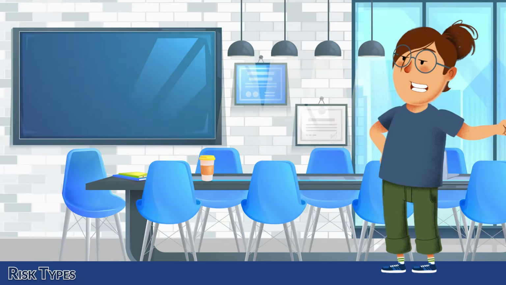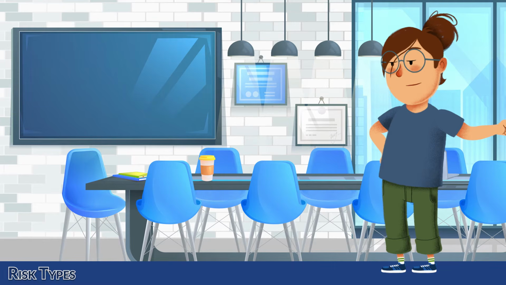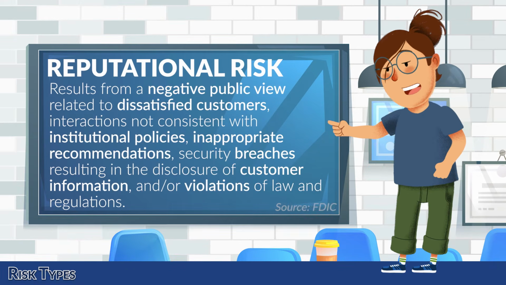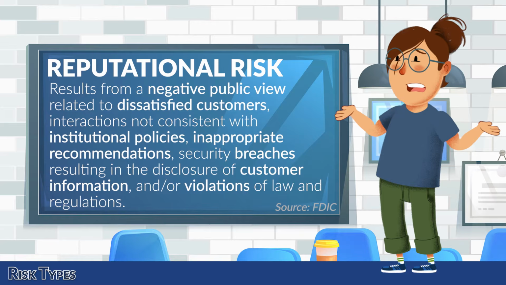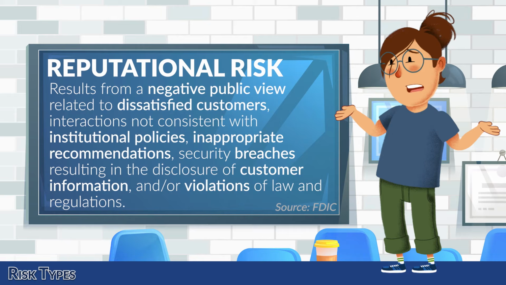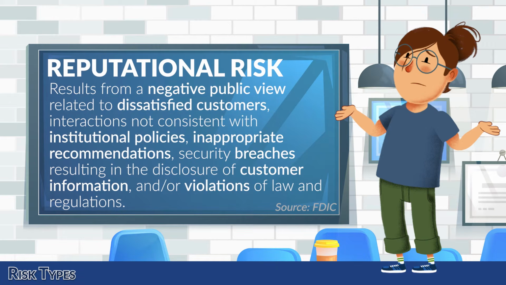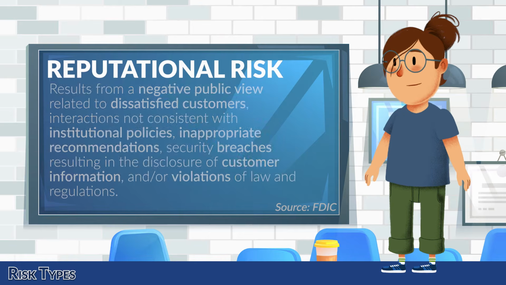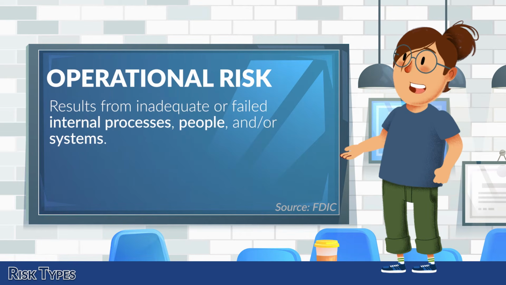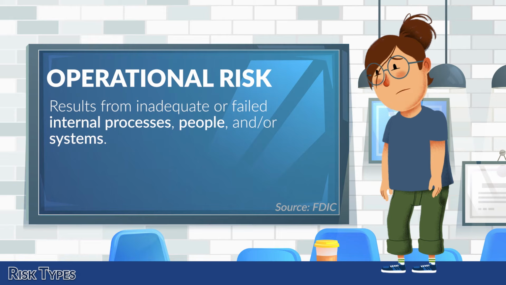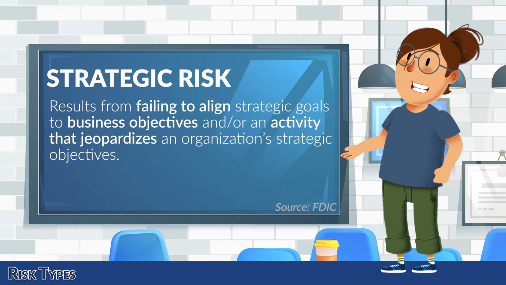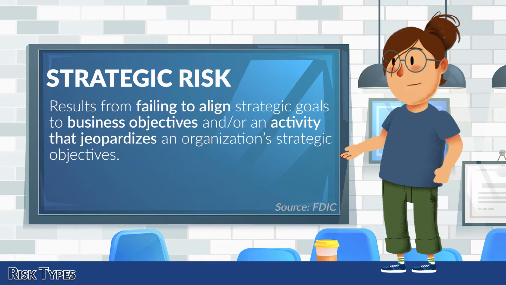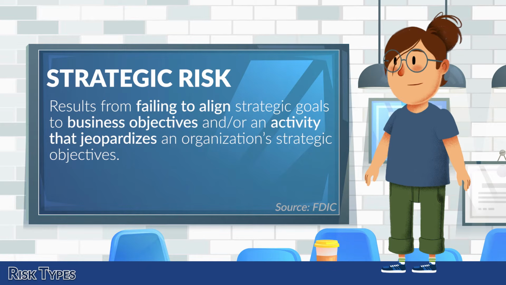Here are just a few types of the risk a third party could present to your organization. Reputational risk. This results from a negative public view related to dissatisfied customers, interactions not consistent with institutional policies, inappropriate recommendations, security breaches resulting in the disclosure of customer information, and/or violations of law and regulations. Operational risk results from inadequate or failed internal processes, people, and/or systems. Strategic risk results from failing to align strategic goals to business objectives and/or an activity that jeopardizes an organization's strategic objectives.